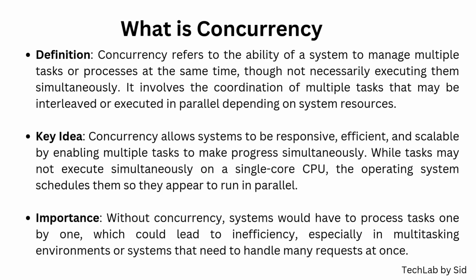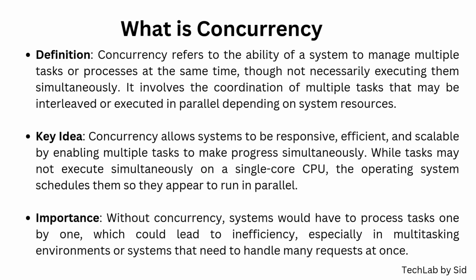How concurrency improves efficiency? The real power of concurrency lies in its ability to allow multiple tasks to make progress at the same time. While tasks on a single-core CPU are not executed at the exact same moment, the operating system manages them in quick succession, giving the illusion of parallel execution. This makes the system feel much more responsive and able to handle more than one task efficiently.